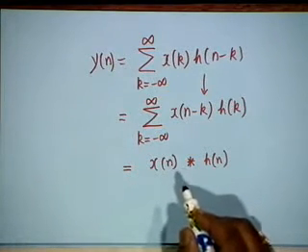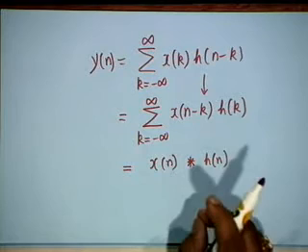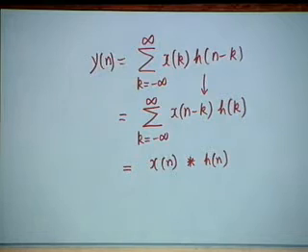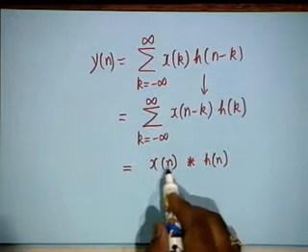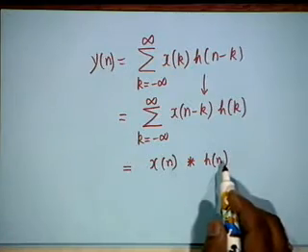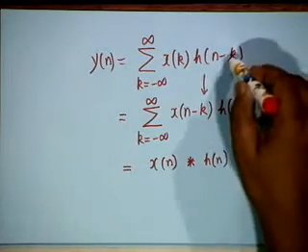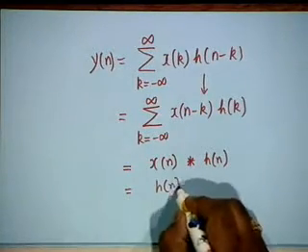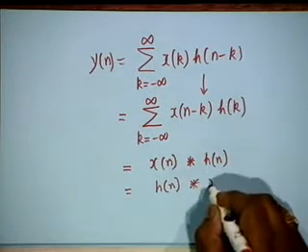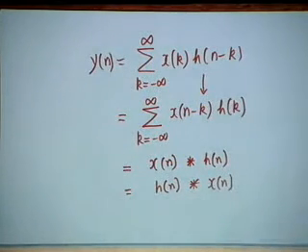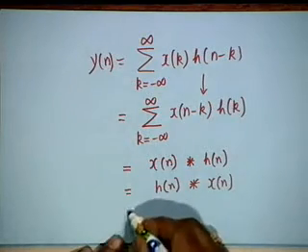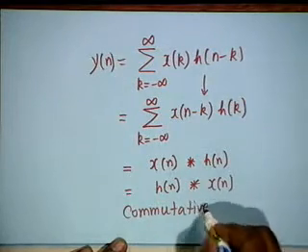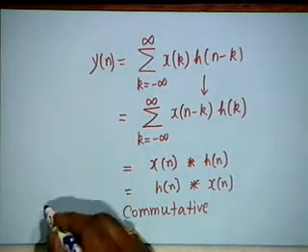Star stands for convolution. In this particular context, if the star is written above a symbol, then it is complex conjugate. If star is written on the horizontal line, then it is convolution. And obviously, if these two summations are identical, then the order of convolution is not important. In other words, this should be equal to h of n star x of n. In other words, convolution is commutative. The operation of convolution is commutative.